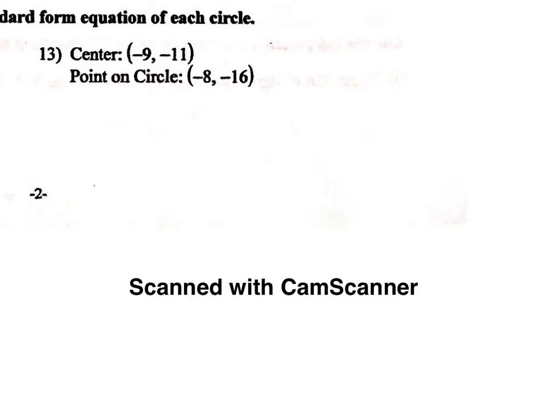Okay, next we're going to do another standard form equation of a circle. This time we're given the center and a point on the circle, and we have to find the equation from that. So we know the center, so we can write part of our circle. We know that the x value is going to be x plus 9, quantity squared, plus, and then the y value is going to be y plus 11, quantity squared.